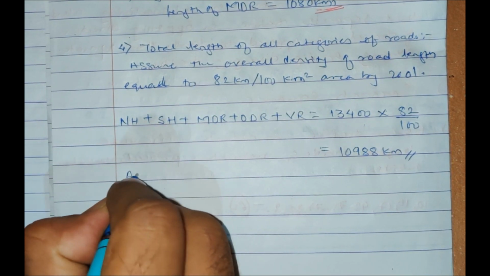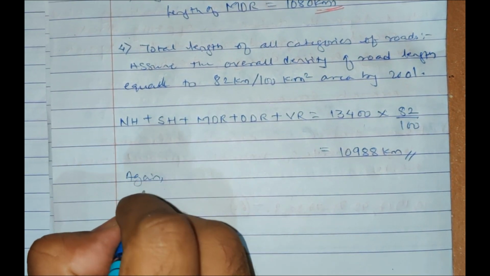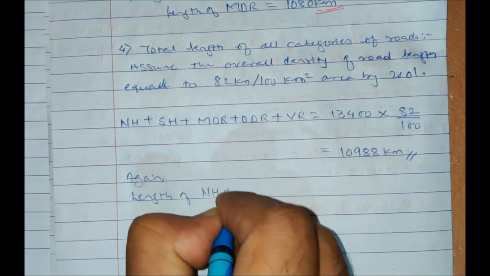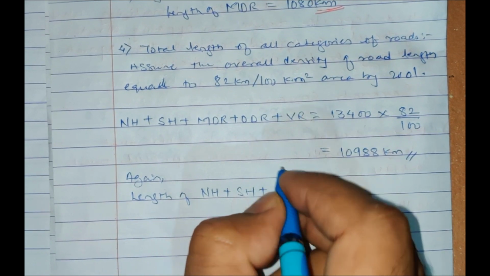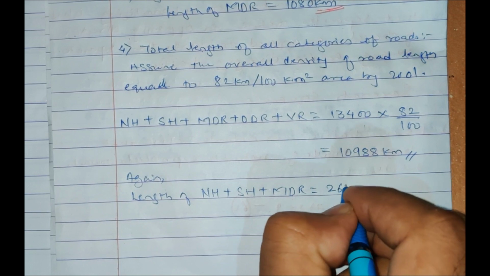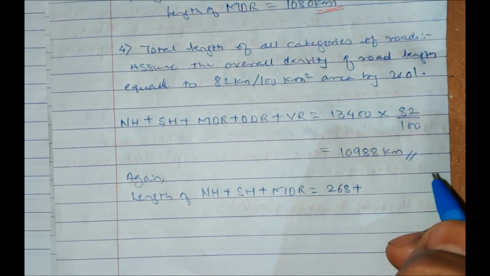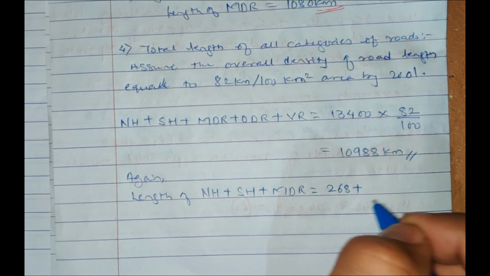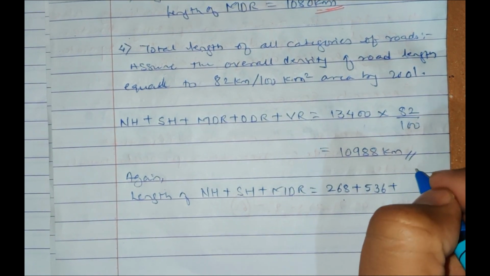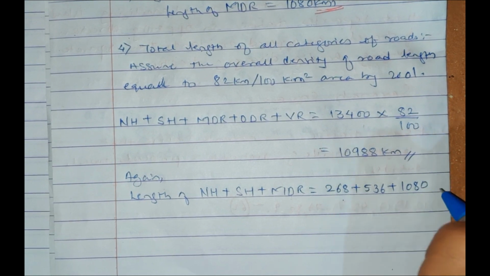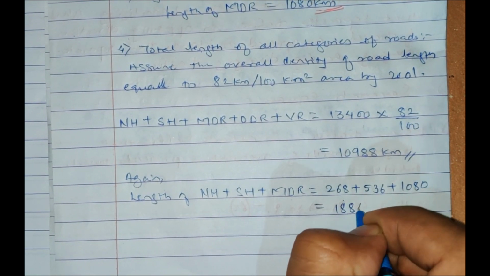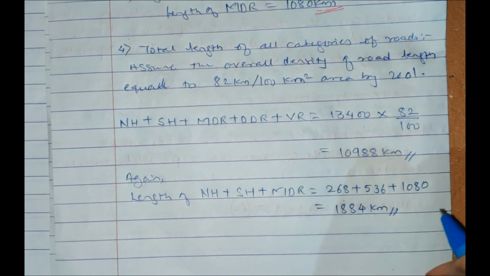Again, length of National Highway plus State Highway plus the Major District Road will be equal to 268, that is the length of the National Highway, plus 536, the length of the State Highway, plus 1080, that is the length of the Major District Road. It comes out to be 1884 kilometers.